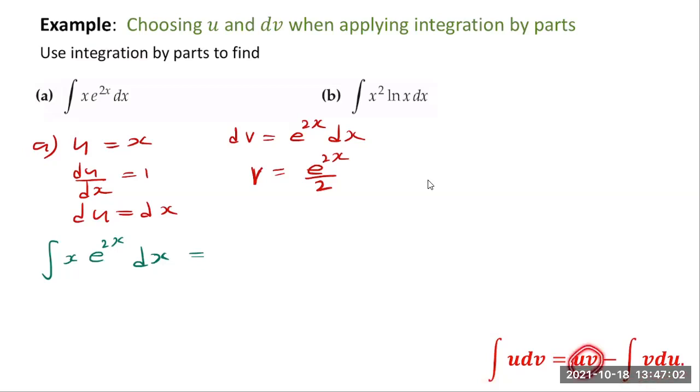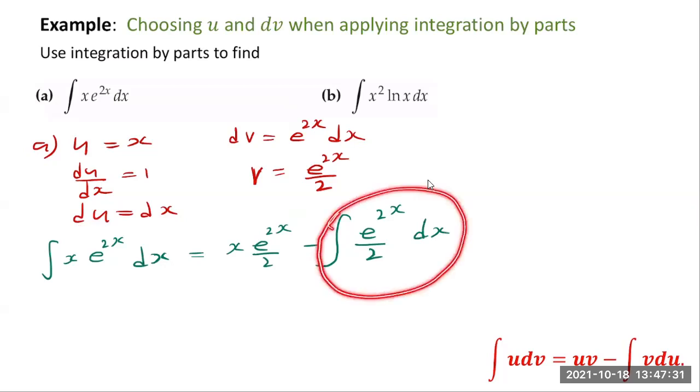I have both u and v. u is equal to x, v is equal to this function. So u times v would be x times e to the power 2x divided by 2, minus integration v du. v is e to the power 2x divided by 2, du. What is my du? My du is exactly dx. As you can see, this is a simpler integral than the original integral. That's the purpose of integration by parts. That will bring your original integral down to a simpler integral.